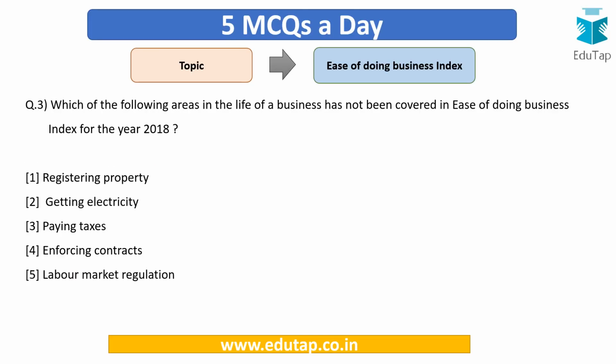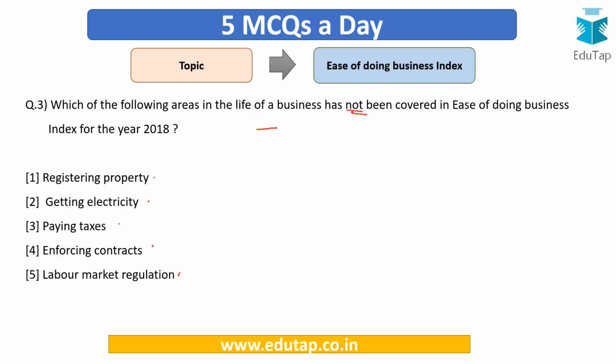And our next question is, which of the following areas in the life of a business has not been covered in the Ease of Doing Business Index for the year 2017-18? Now see, basically it is asking about the area which has not been covered. So you have to keep in mind that 'not' is important here, and we have just discussed 11 areas which are covered in the life of a business, starting right from its setup. So what do you think has not been covered in this particular year? Is it registering property, getting electricity, paying taxes, enforcing contracts, or labor market regulation? If you know the answer, just mark it and you hit a score. And if you do not know, you can just try it.